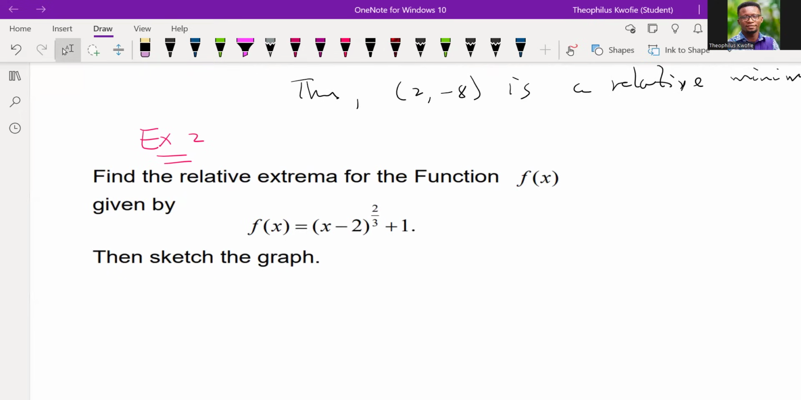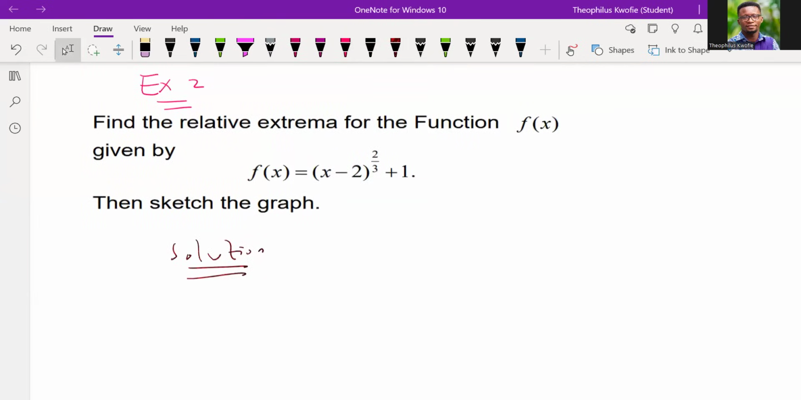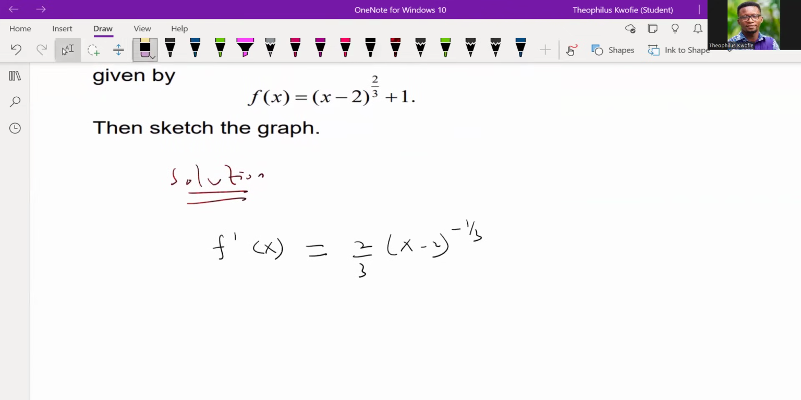Okay. Now we know what to do. The first thing to do is to find the critical value. To find the critical value, it is imperative that we first find the first derivative, right? So let's find the first derivative of the given function. And that should give us 2 over 3 multiplying x minus 2 to the power of -1 over 3. Yeah, that's what we're going to have.